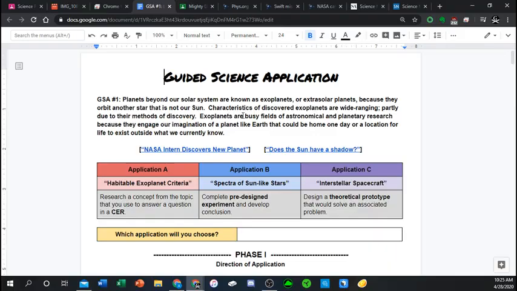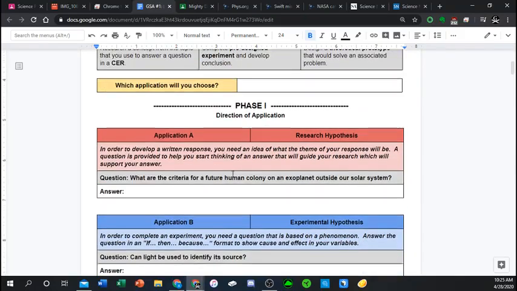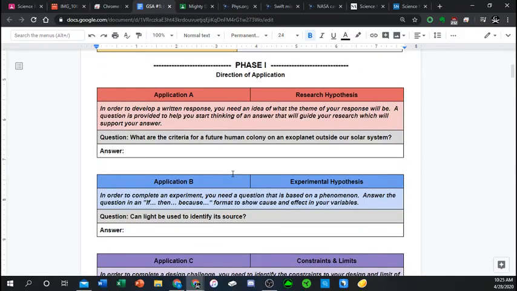All right, the GSA. Yesterday, you had to pick an application, either A, B, or C. And then with that pick, you then had to answer the first initial question to help direct what you're doing. If you're unable to find the materials for application B, you're going to have to change your application. After today, you are locked into your application. You can't be switching around because you need the time to complete the project that you're working on.